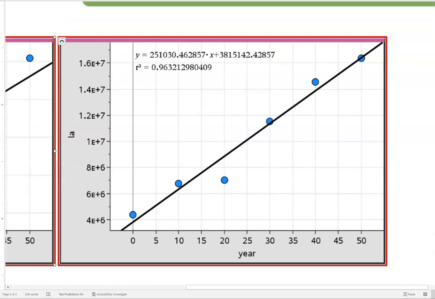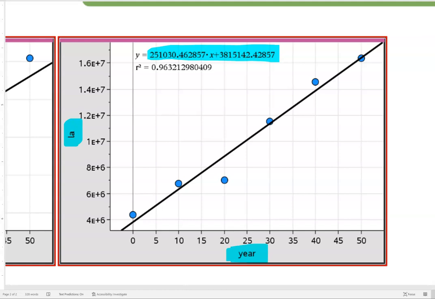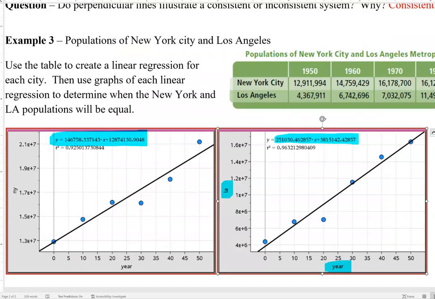And here's the result from my calculator that I got for the LA example. Notice we switched to the Los Angeles data. Same year setup. We've got another linear equation and the new equation that goes with it. So at first glance, these two graphs don't look radically different. They look kind of similar here when I show them side by side.